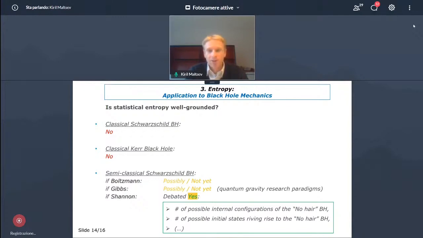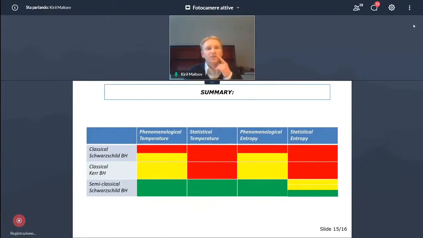And so as it reasonably connects to the Bekenstein-Hawking entropy formula relating it to the area. And if the Shannon version is taken, then the answer is yes. However, it is a debated one. Hawking's proposal is to use the number of possible internal configurations that are accessible to the no-hair black hole. And Kip Thorne's view is that of the number of possible initial states giving rise to the no-hair black holes. In other words, all the possible initial conditions of a collapsing star that would give rise to a black hole finally.